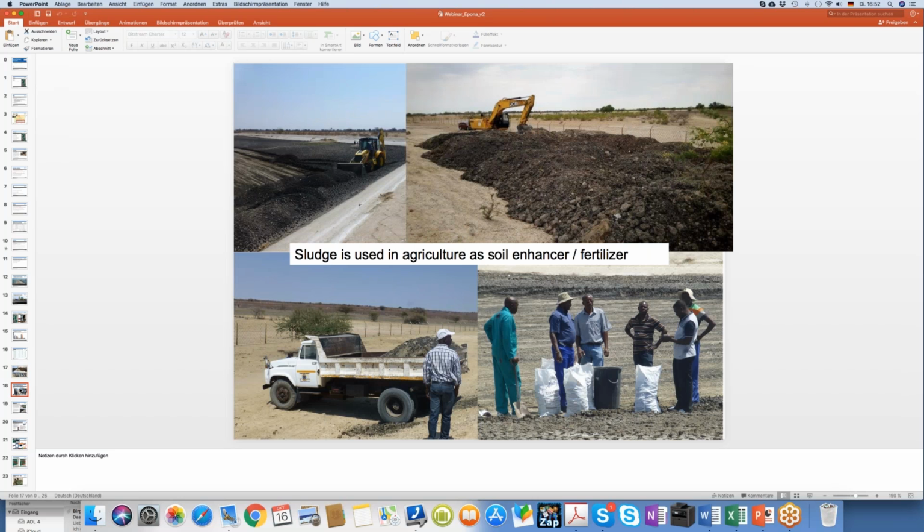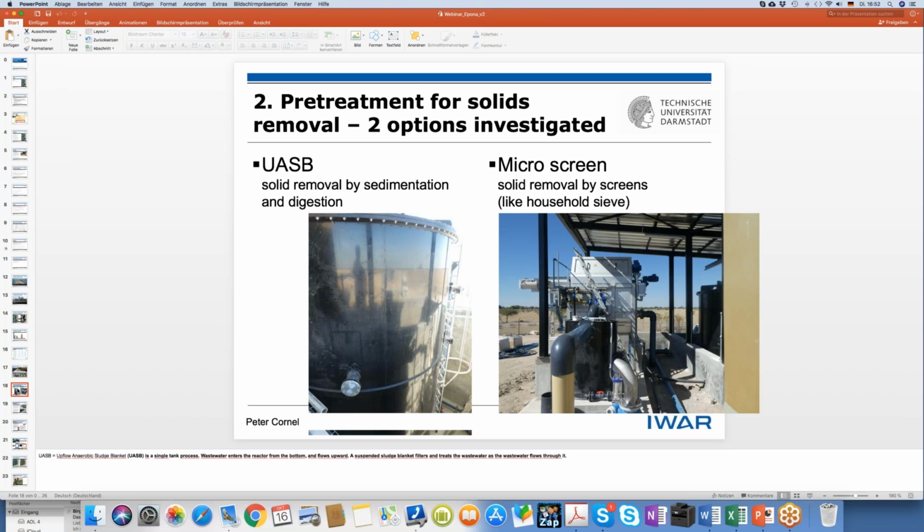But now what can you do to work on it better? So there's 2 ideas that go in parallel and also researched. There is the one, the upflow anaerobic sludge blanket method. And then on the other hand, we look at microscreens.